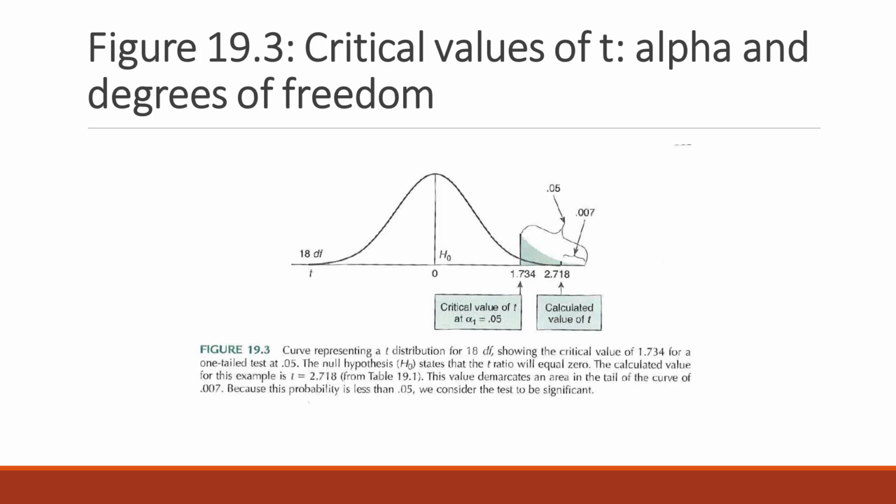Critical value of t is used to determine if the calculated t-ratio is sufficiently large to be considered significant. We do this by comparing the calculated t-value with a critical value at a specified level of significance. The larger the ratio, the more likely the difference is not due to chance.